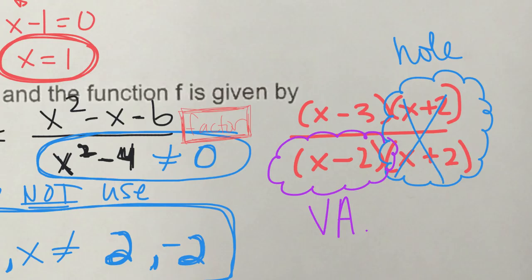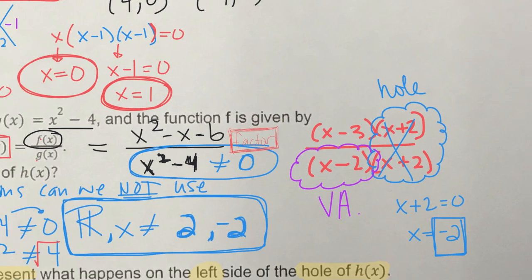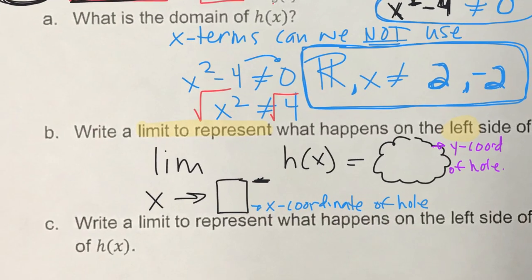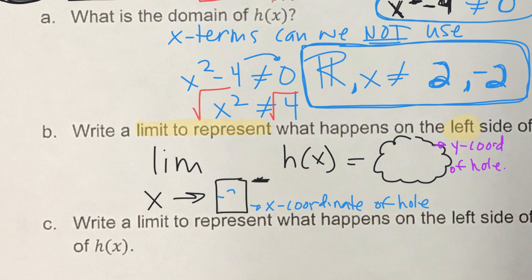So we're going to have a hole where x plus 2 equals 0. So we have a hole at -2. This is the number that goes in our box. So we come back in here and we put -2 in the box. So as x goes to -2 from the left, the left side of -2, the answer is the y-coordinate.